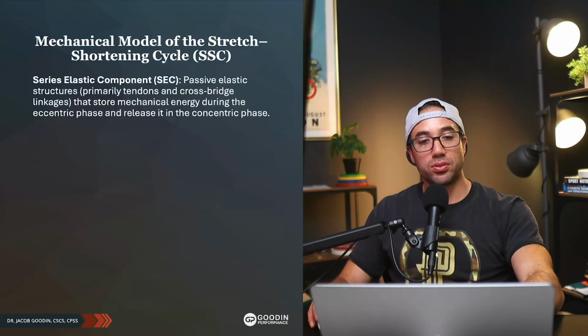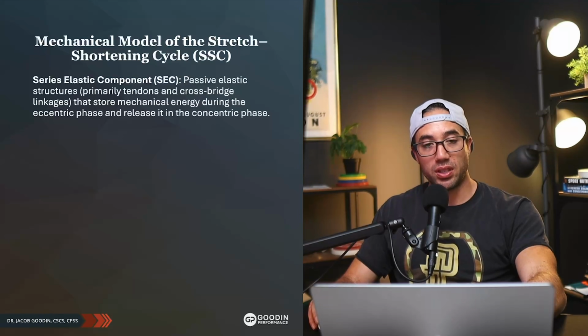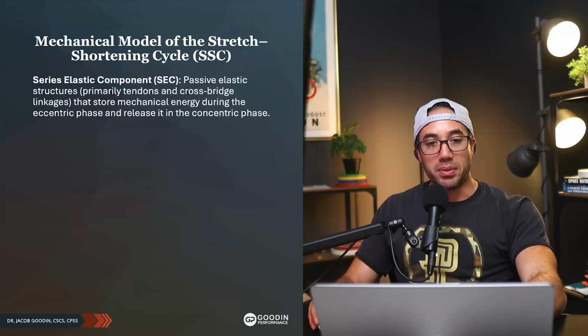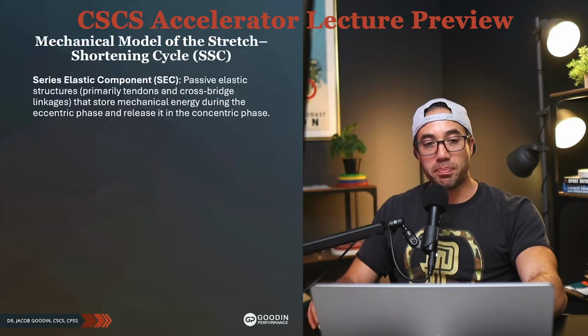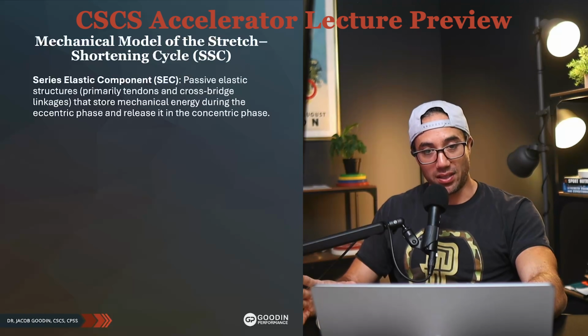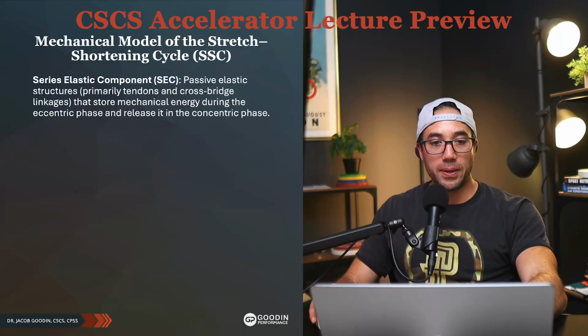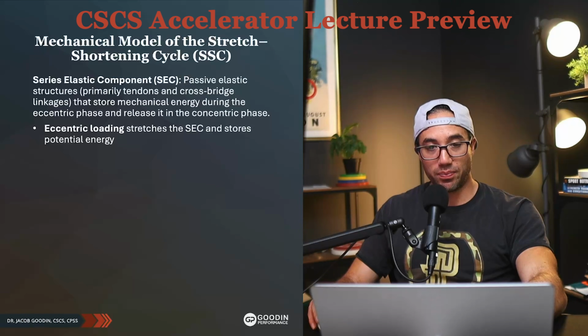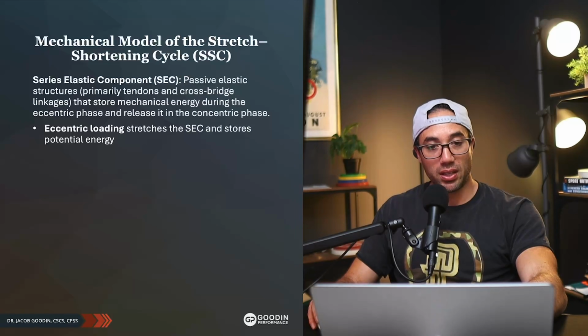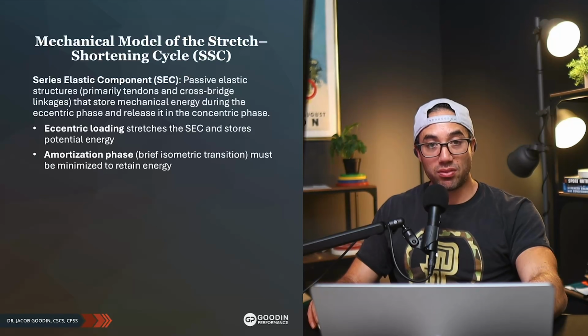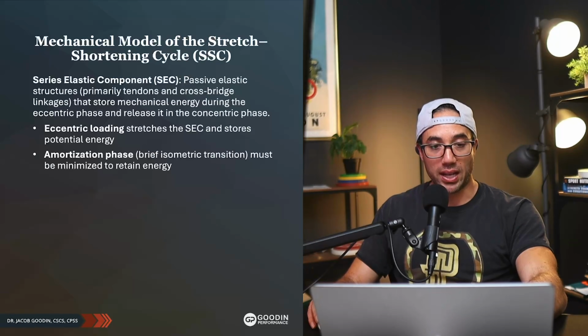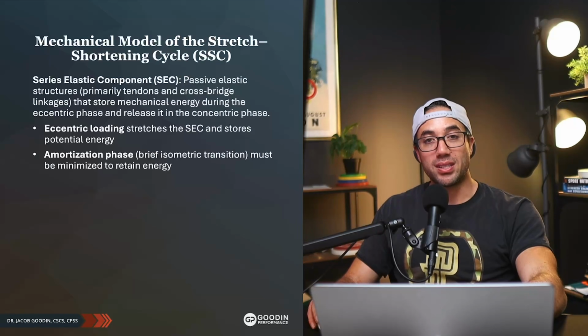So let's talk about the two models. This is the mechanical model first of the stretch shortening cycle. This involves a few components. The first is the series elastic component, or SEC. This is passive elastic structures like tendons and cross-bridge linkages in the collagen that store mechanical energy during the eccentric phase and release it in the concentric phase. Okay, so we have this eccentric loading that stretches the series elastic component and stores potential energy. The amortization phase following that is a brief isometric transition between eccentric and concentric muscle actions. And this must be minimized to retain the energy.